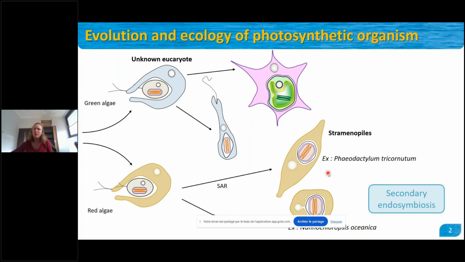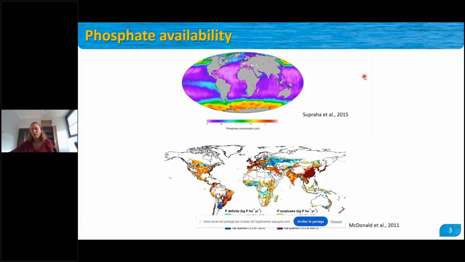this chloroplast. Among the stramenopiles, you have all the diatoms that are abundant in the environment. They can be responsible for 50% of the capture of CO2 on Earth. So you have a huge diversity of photosynthetic organisms, and these organisms need to grow. They need nutrients, mineral nutrients, and phosphate is one of the nutrients that is really important for cell division, because it's one of the constituents of DNA. And the availability of phosphate varies widely depending on where you are on Earth.